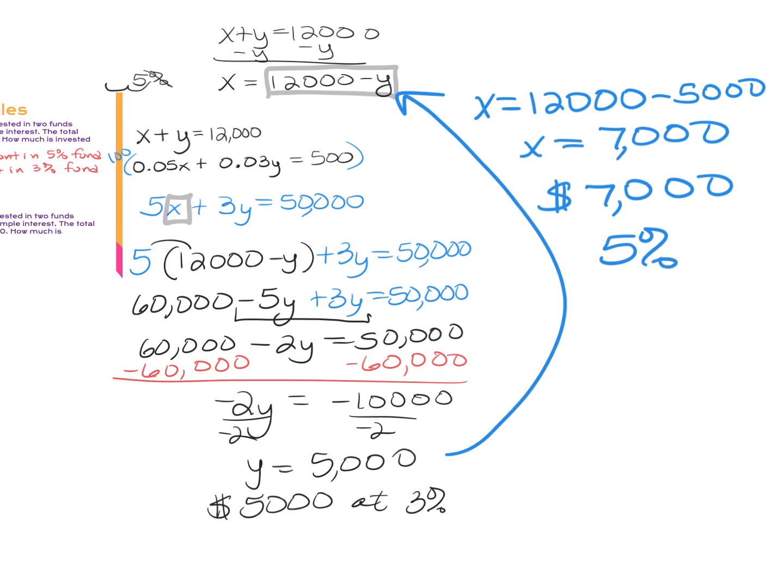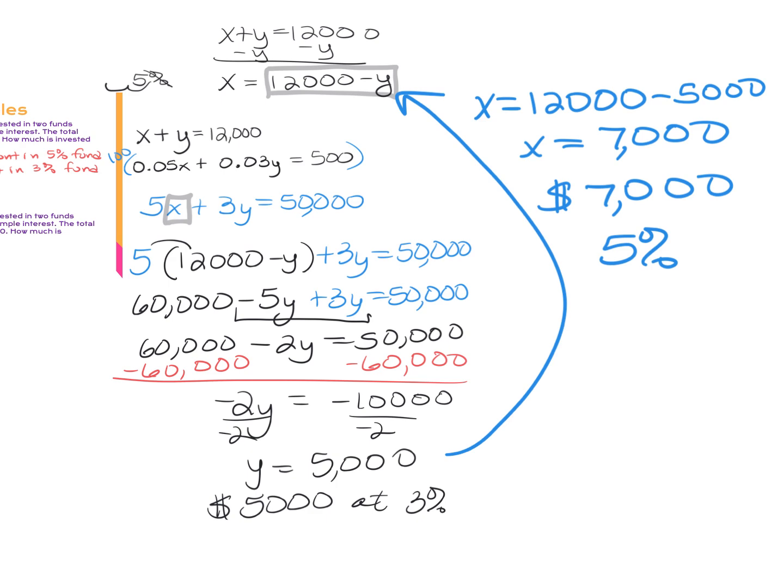Sometimes on an SAT, again, they might have just asked for the two equations. Or maybe because they know that your time is limited, they might have just said how much was invested at 5% or how much was invested at 3%, and maybe not ask for both.